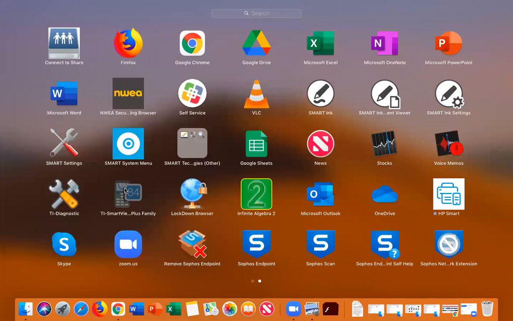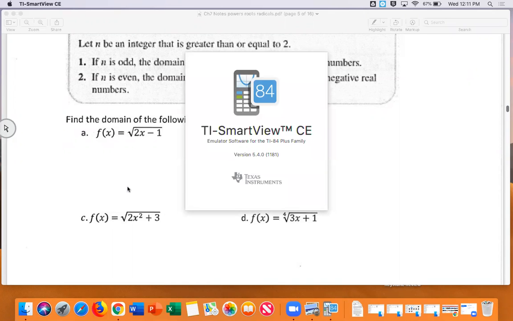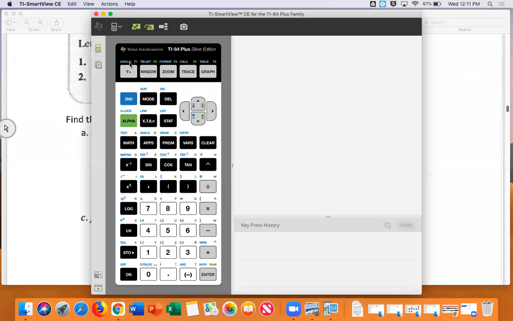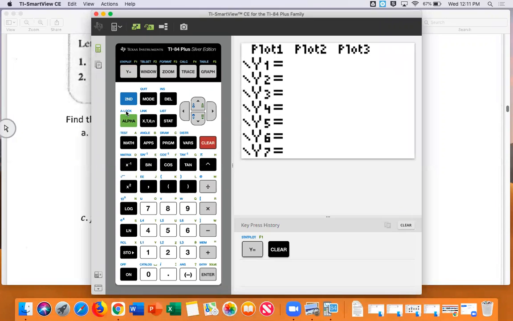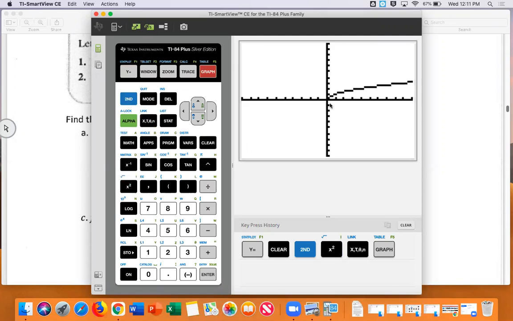All right, so if I have a graphing calculator here and it loads up and I type it in, let's see, it always takes so long. All right. So if I type in a simple square root function, the square root of x, we can see that it stops right here at 0. Does everybody see that? Meaning we can't take the square root of a negative number on the calculator.